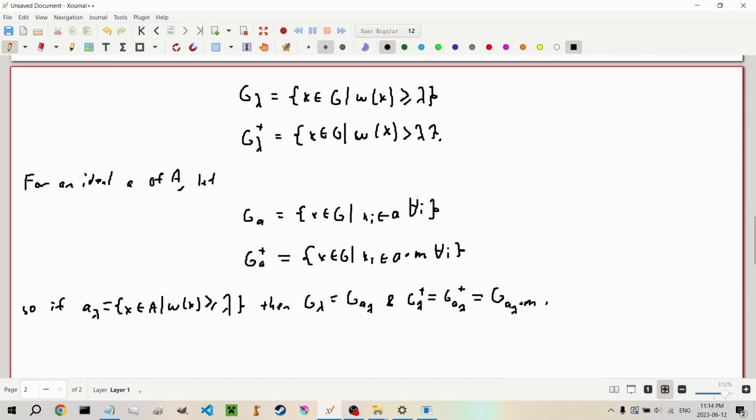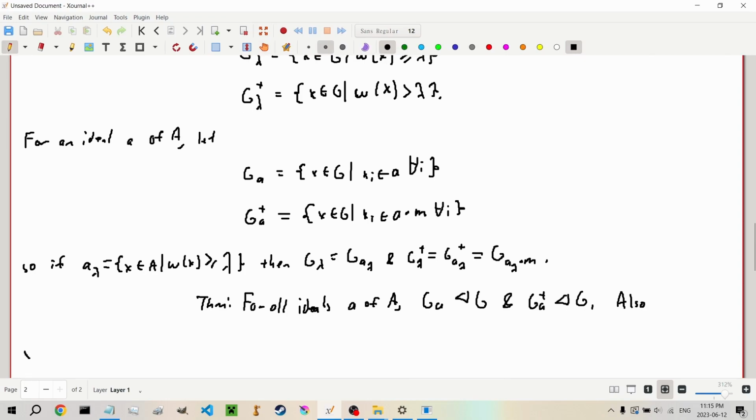Alright, so let's work with this a little bit here. Theorem: for all ideals A of A, GA is a normal subgroup of G, and GA plus is a normal subgroup of G. Additionally, I guess also we have that x being congruent to y mod GA is equivalent to saying that xi is equivalent to yi mod A for all i and for all x, y in G.